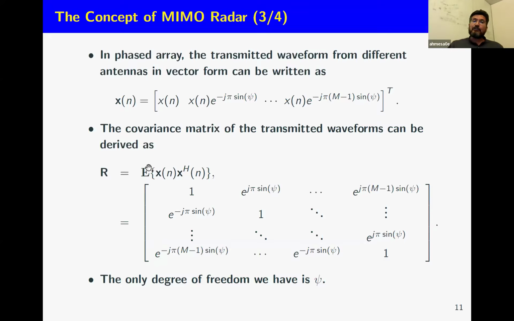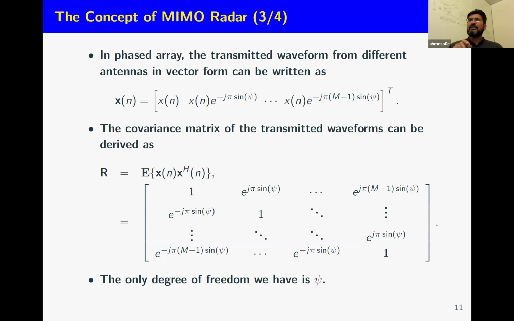Right. So if you look at the covariance matrix, it will look like this. In the previous example, where I showed that all the waveforms are fully correlated, you are transmitting power in both side directions. Now, by changing psi, you can change the beam pattern in different directions.